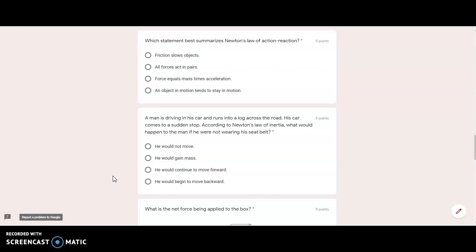Next question. A man is driving in his car and runs into a log across the road. His car comes to a sudden stop. According to Newton's law of inertia, what would happen to the man if he were not wearing his seatbelt? And this really is the reason, kids, that we should wear our seatbelts at all times. A, he would not move. He would gain mass. He would continue to move forward at the same rate, or he would begin to move backwards.